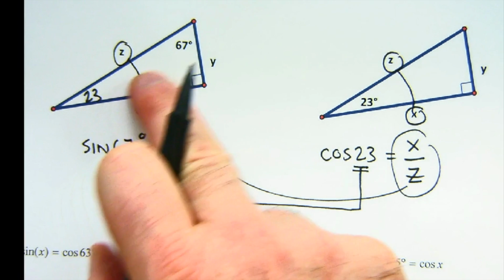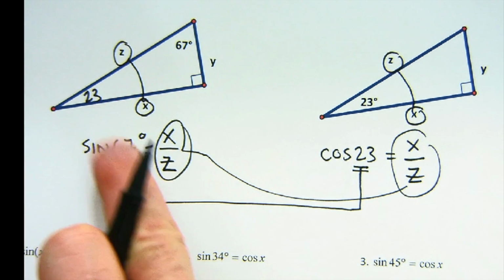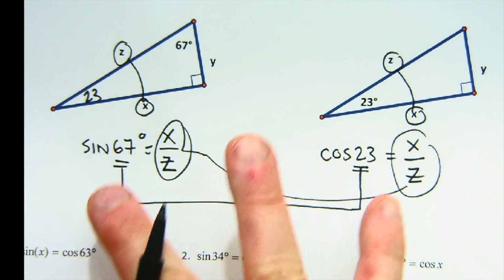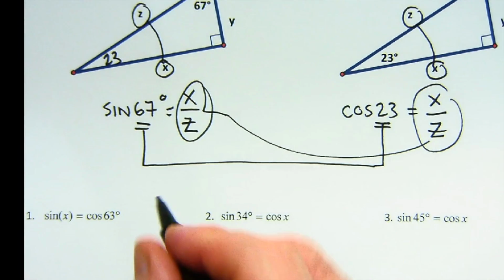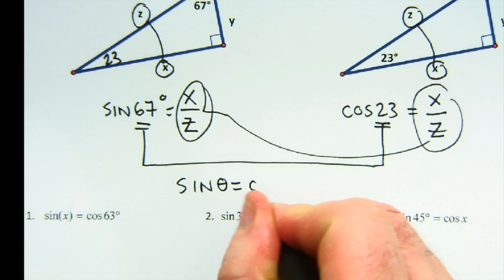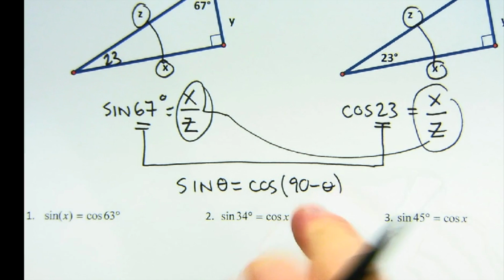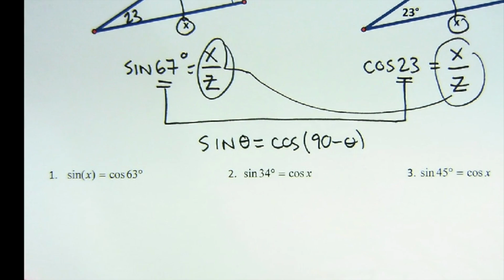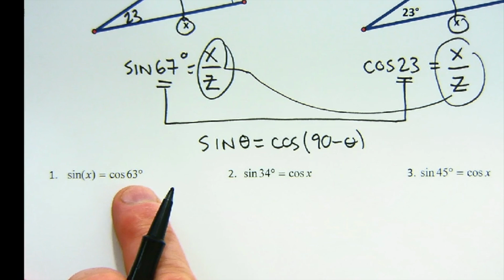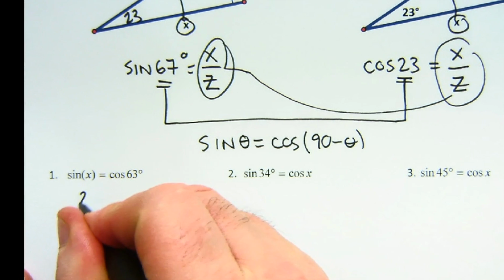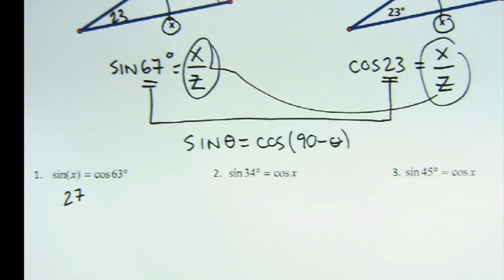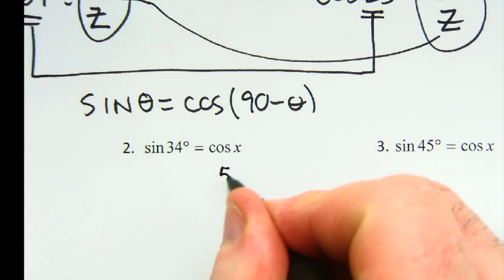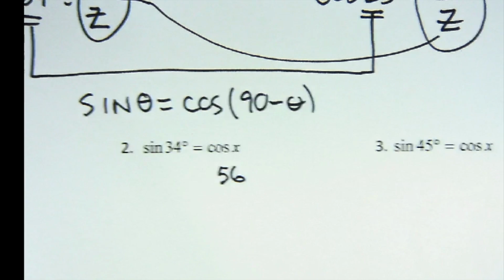In other words, if they sum to 90, they're in the same triangle. Sine is looking from one aspect of the triangle. Cosine is looking from the other aspect, but they are looking at the exact same two sides. So what we learn is that the sine of any angle is equal to the cosine of 90 minus that angle. In other words, if these two angles add to 90, then the cosine and the sine of those values will be equal. So sine of something is equal to cosine of this. So this has to equal 90, which would be 27, the value I would put in there. Here, the sine of 34 equals the cosine of something, so that would be 56, because they add to 90.